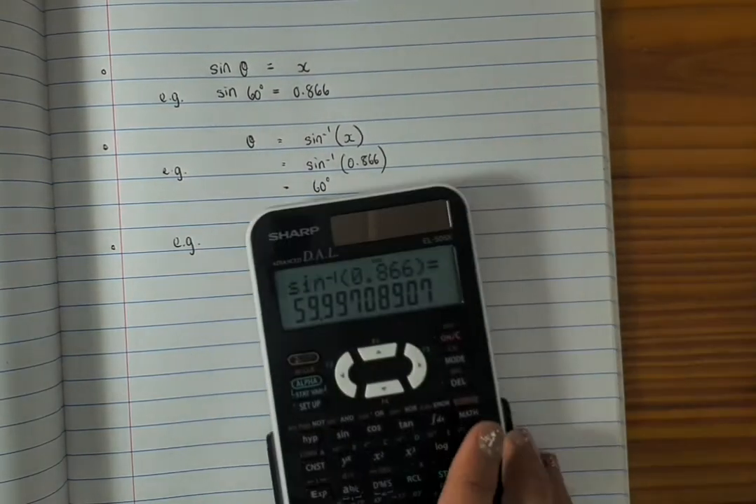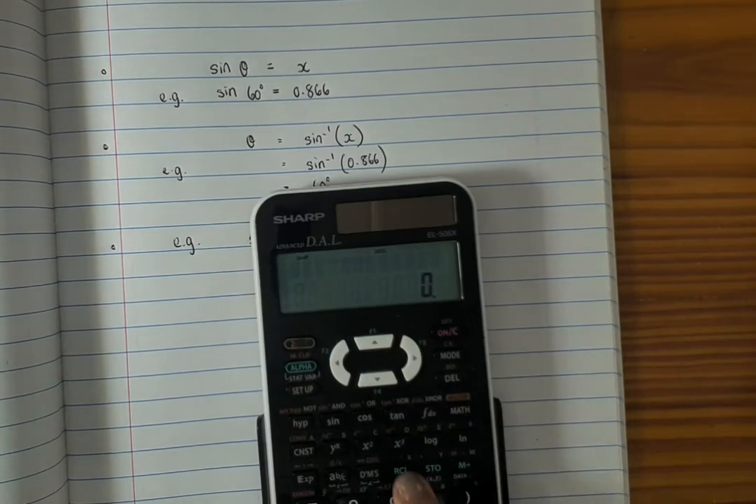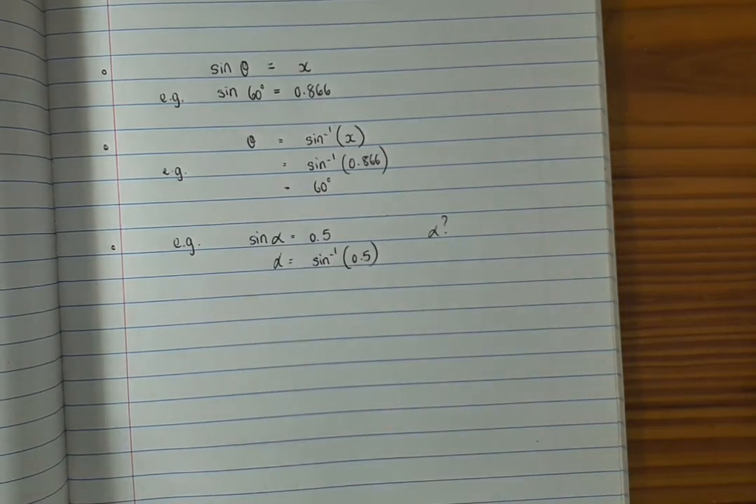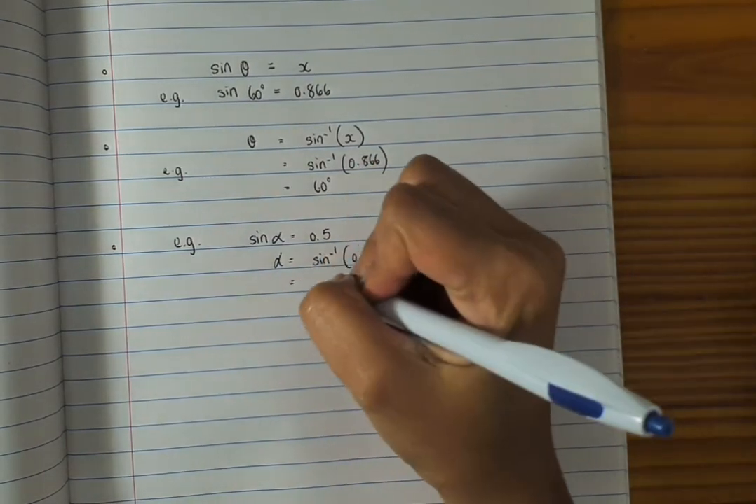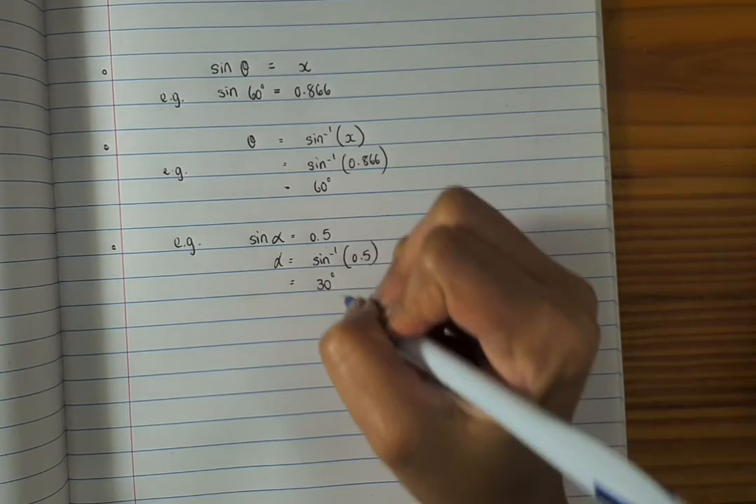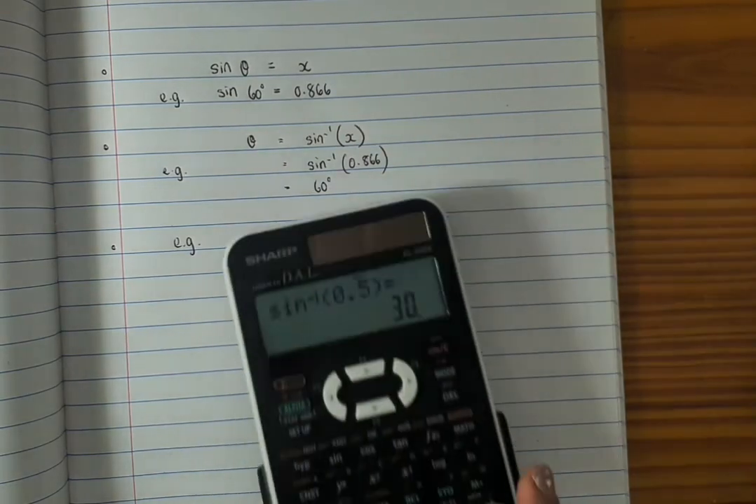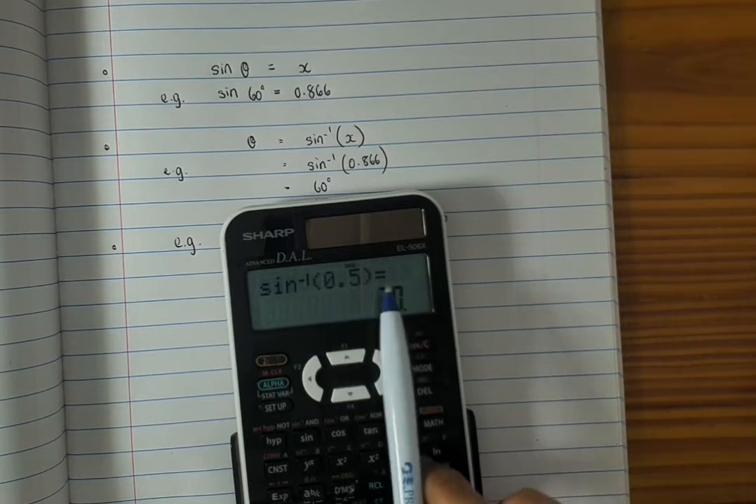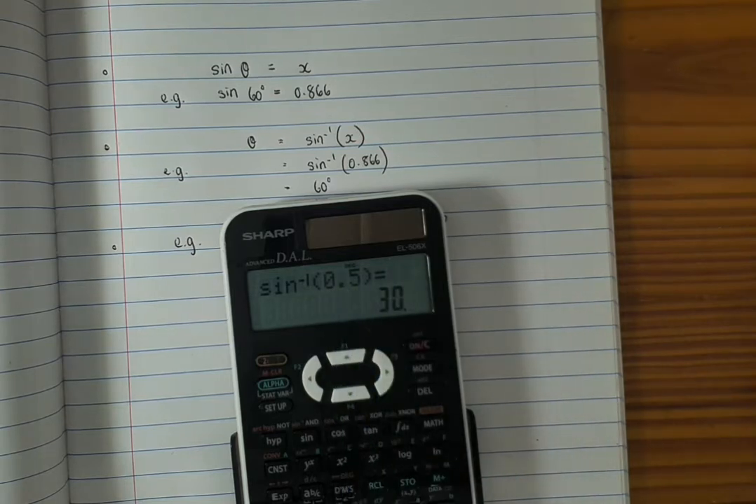So I take my calculator, second function, sine inverse of 0.5 gives me 30 degrees. So my answer is 30 degrees. And so you'll see that my calculator also says DEG. That's to let me know that the unit it's using is indeed degrees.